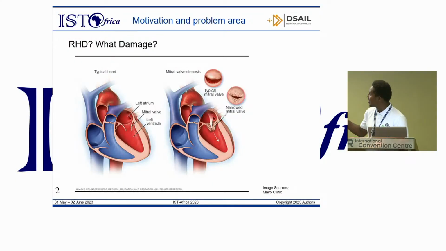What does rheumatic heart disease do? It damages your valves. There are 4 valves in your heart. I'm not a medical doctor, I'm an engineer, so this part, yeah. The kind of damage that it causes is the one on the right. Your valves thicken, there's regurgitation, they stop functioning as they should.